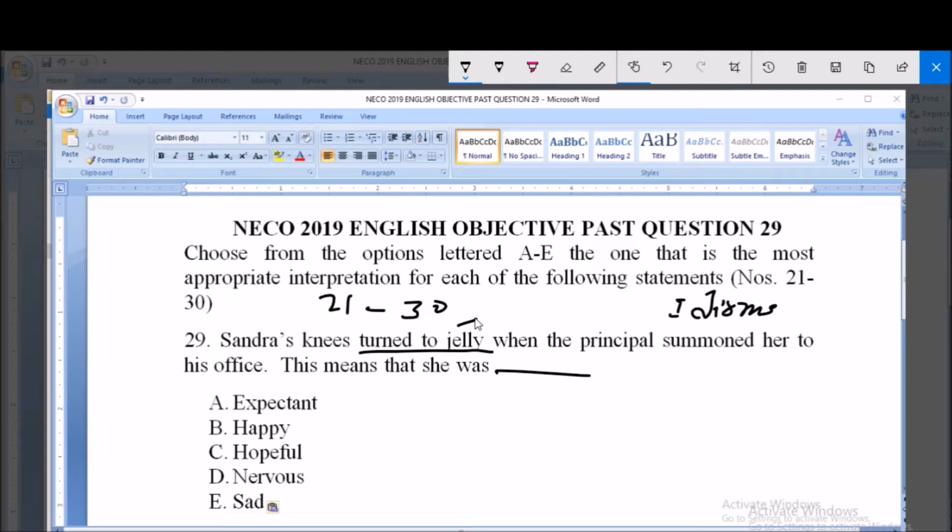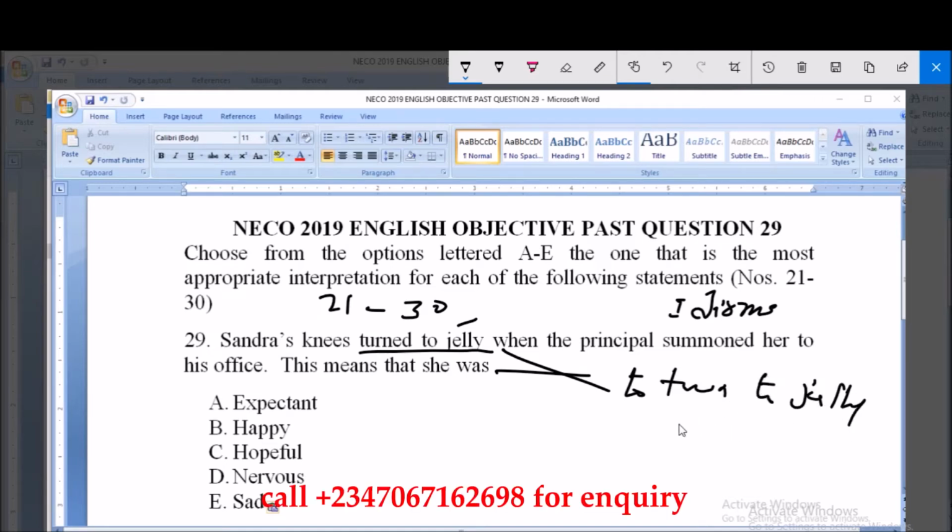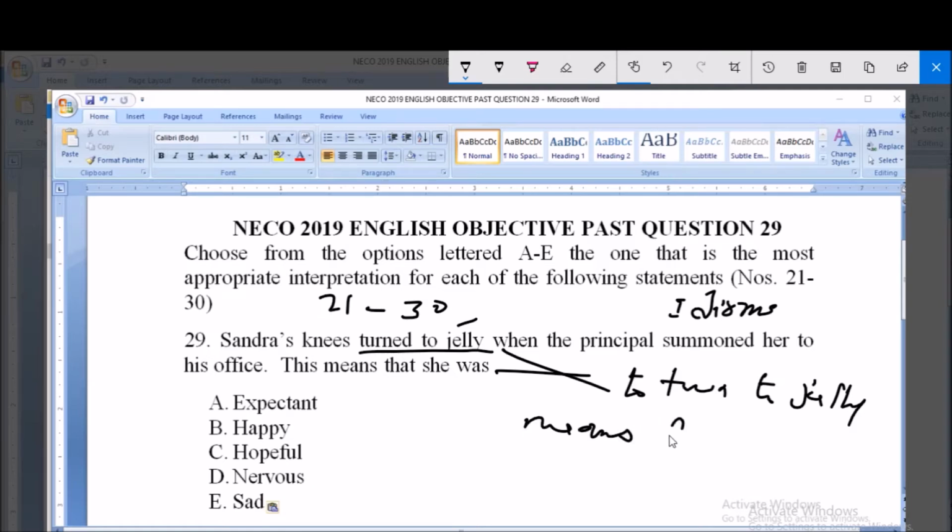When something turns to jelly, to turn to jelly means to become nervous. So option A says expectant, option B says happy, option C says hopeful, option D says nervous, option E says sad.